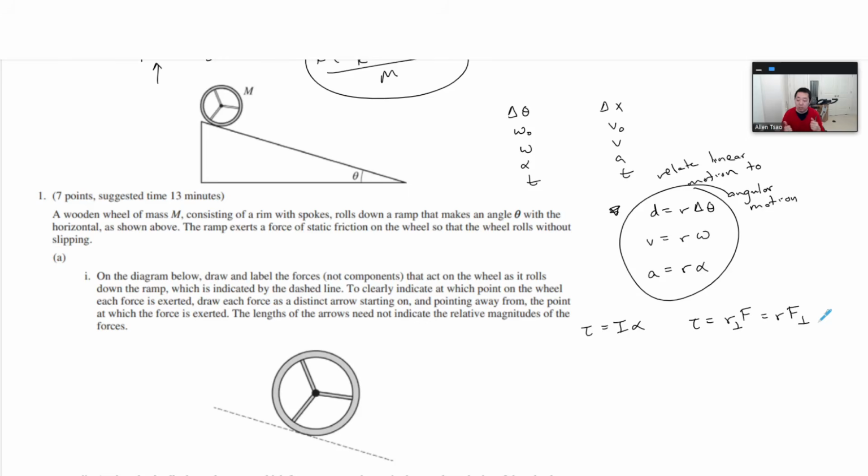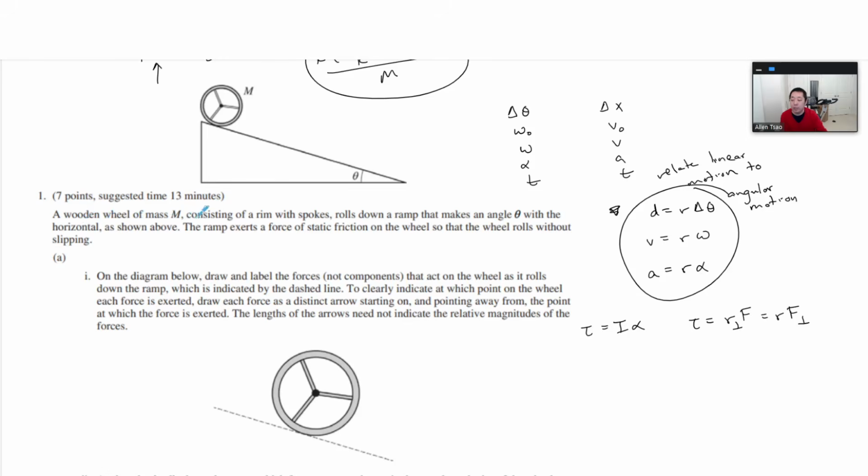Okay? Now, the only difference on a free body diagram problem when it relates to torque is that we need to draw the force where they're acting. Otherwise, the free body diagram is identical. The forces and the directions are the same. We just need to talk about where they're acting at any point in time.